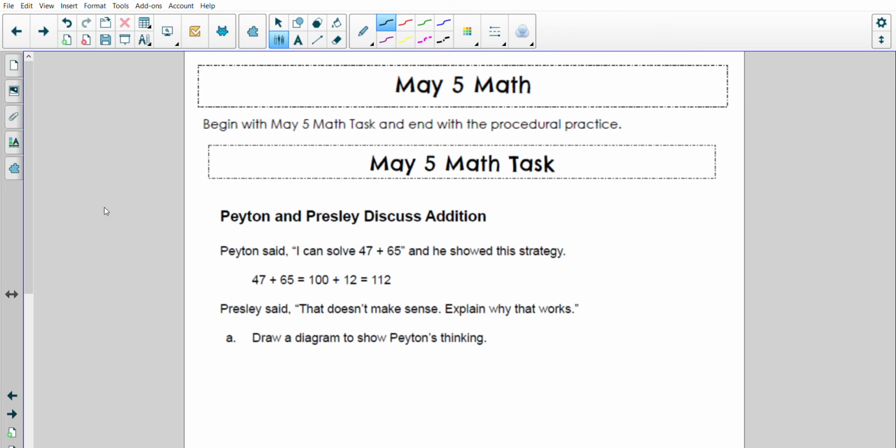All right, boys and girls, we're back for May 5's maths. We're going to take a look at the math task and then the procedural task at the end.